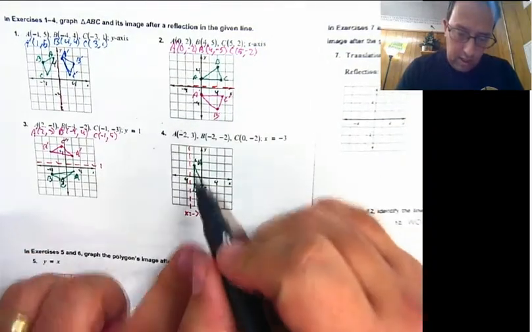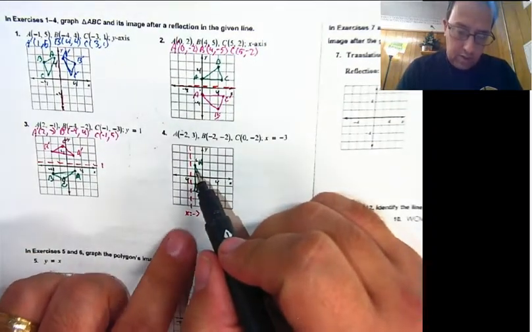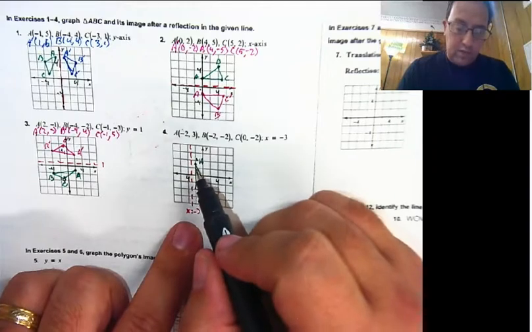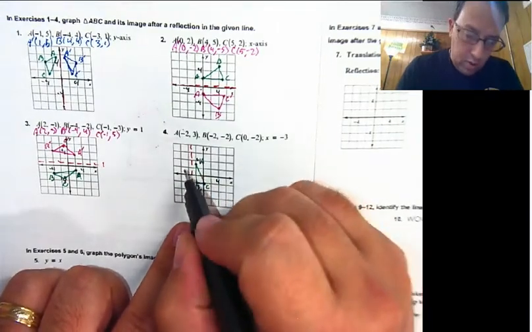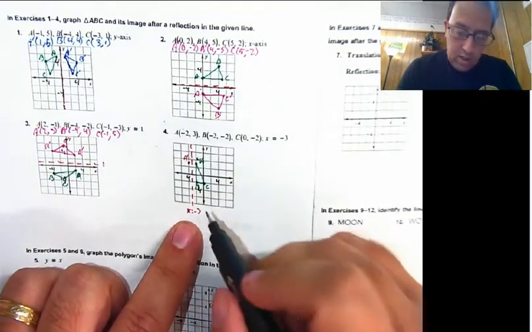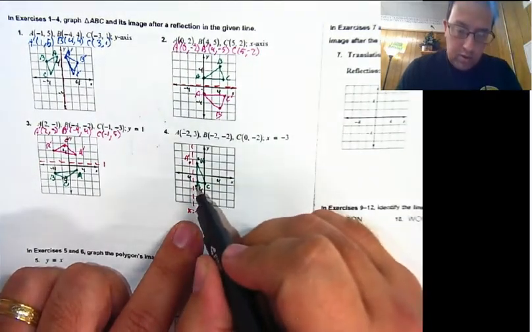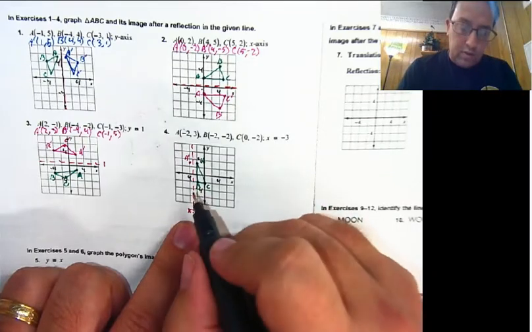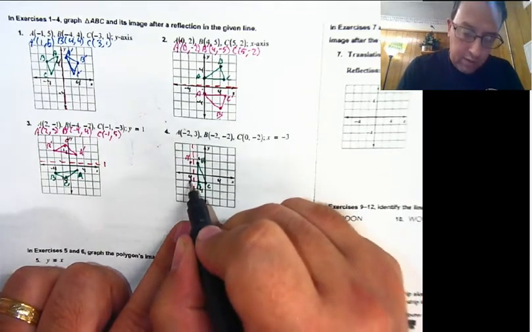Well, A is at negative 2 for the x, and we're going across negative 3, so that's a difference of 1. So I need to go 1 past that, and that will be A prime. B also is 1 unit away from the line of reflection, so I'm going to end up 1 unit on the other side of the line of reflection.